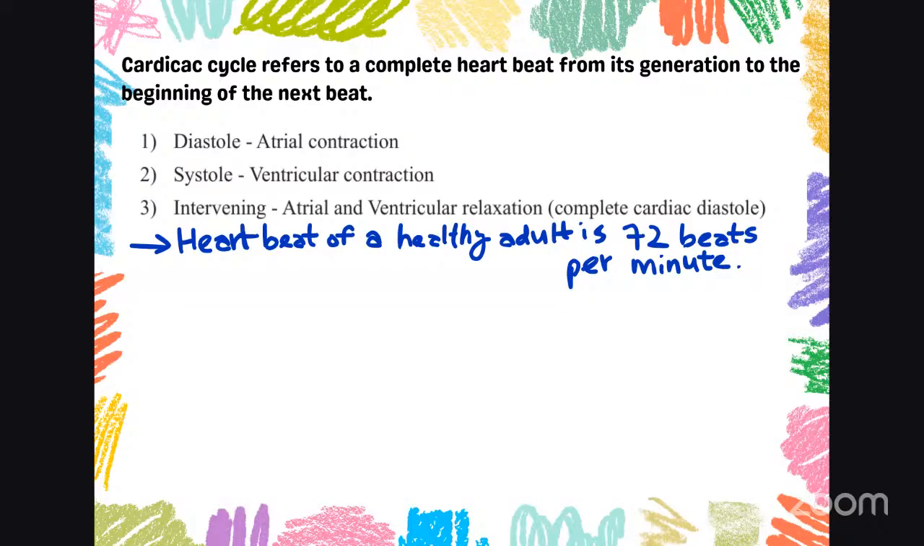So I have put the definition on screen. This is from the textbook. Cardiac cycle refers to a complete heartbeat from its generation to the beginning of the next beat. So we have atrial contraction, systole, which is ventricular contraction, and the intervening phase, that is complete cardiac diastole, right? The heartbeat of a healthy adult is 72 beats per minute. You can time it on your watch and feel the pulse in your wrist, and see if you're healthy or not.